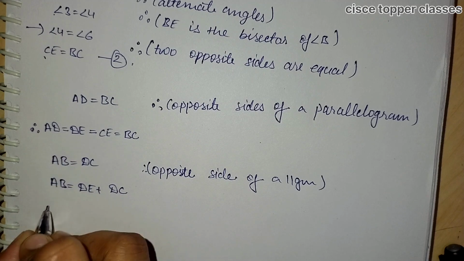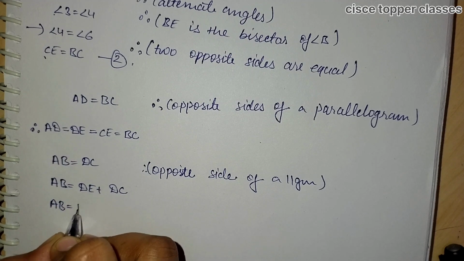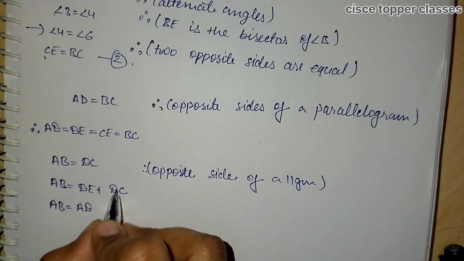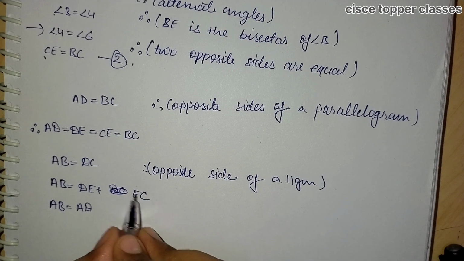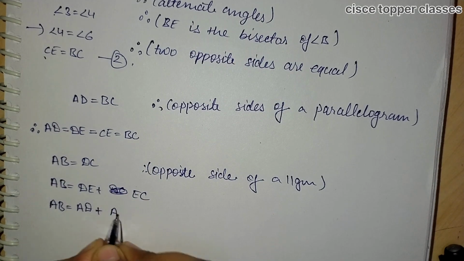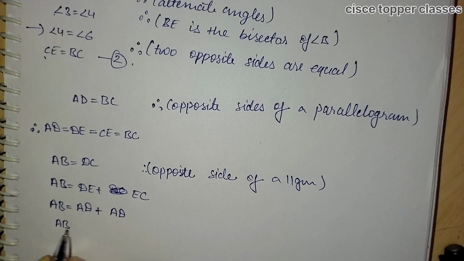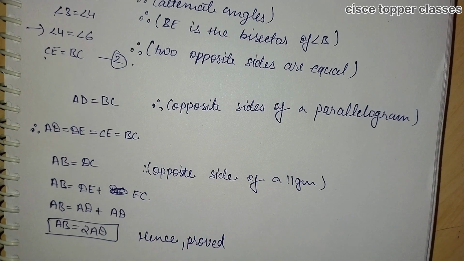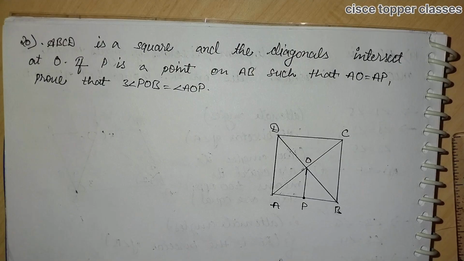We can put the value of AD here. So AB is equal to AD plus EC, and EC is equal to AD only. So we can write AB is equal to AD plus AD, that is AB is equal to 2AD. And this is only what we have to prove in this question. Hence proved.